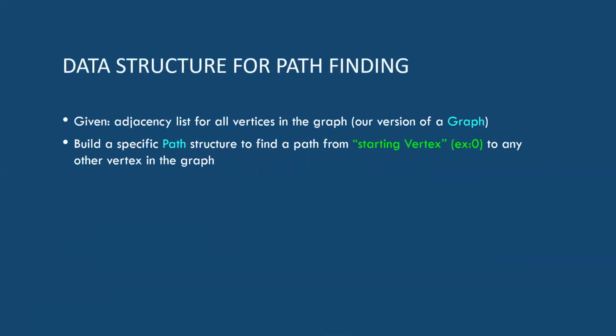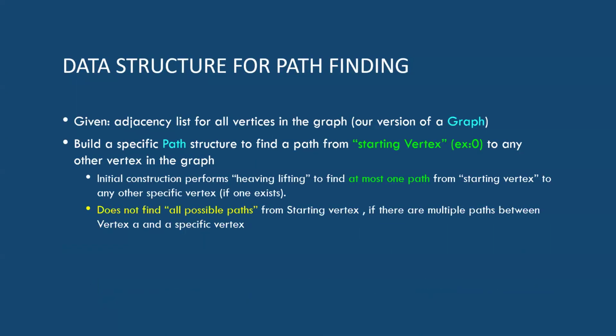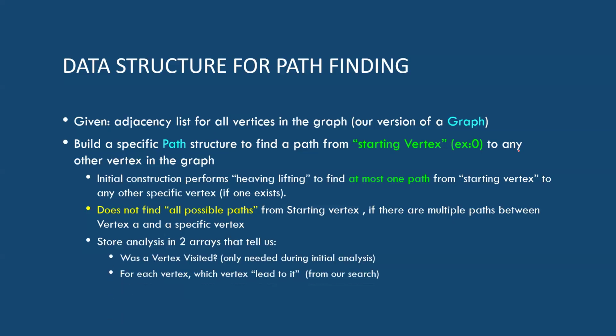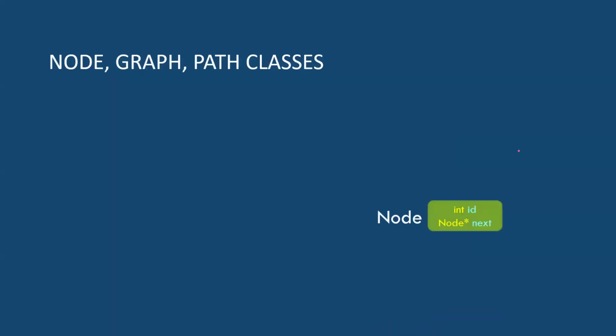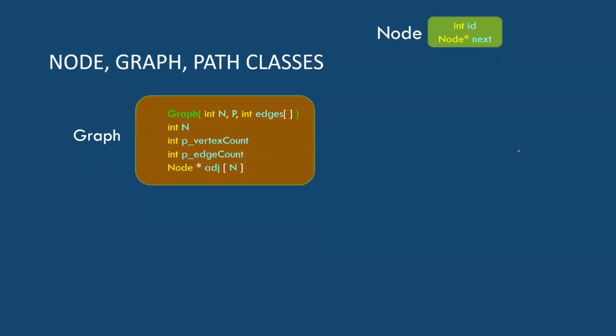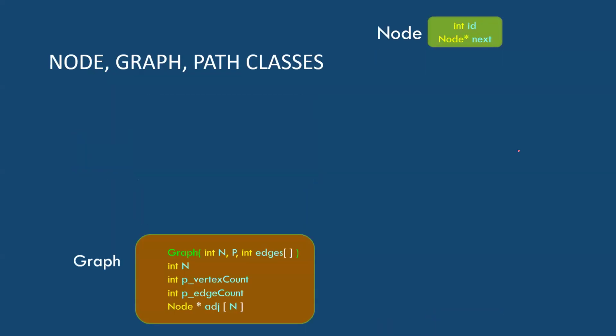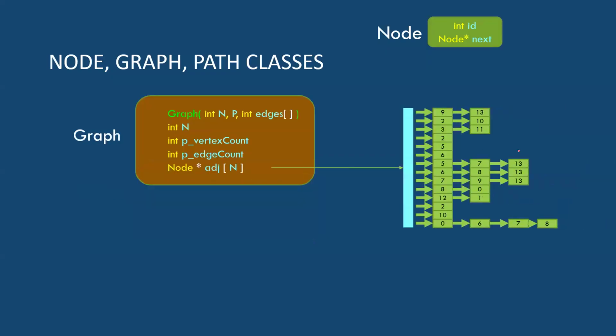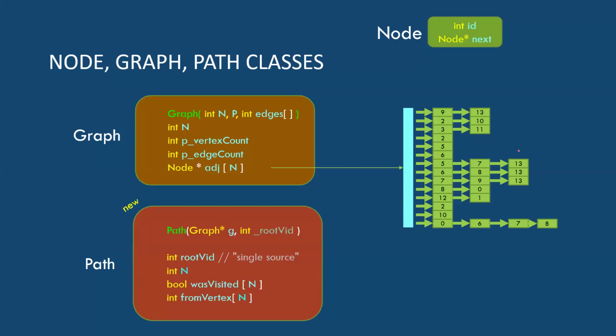So here's our path class. This is our strategy: we're just finding a path to 0 or something if it exists. We'll store that analysis in our two arrays, and then we can study those. So here's what our whole situation looks like. I've got a node class, I've got my graph class with a big old adjacency list hanging off of it, and then a brand new thing that just has a graph pointer passed into the constructor with the root ID.